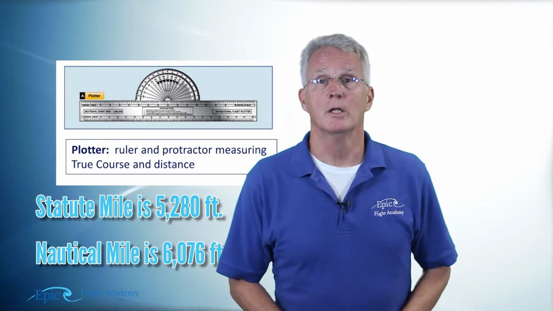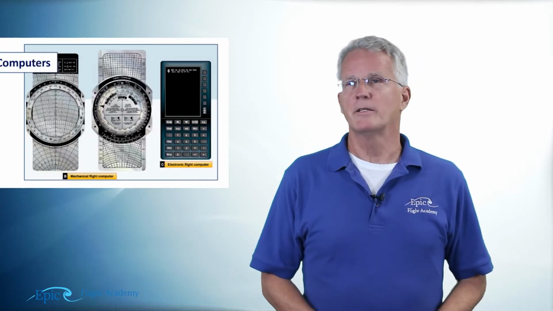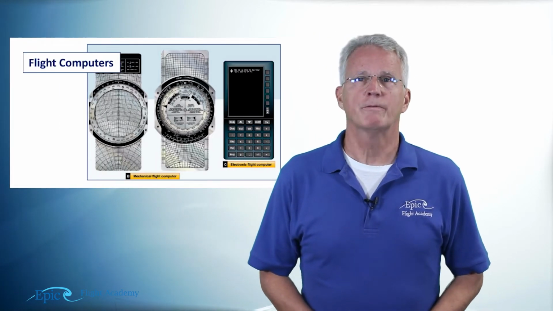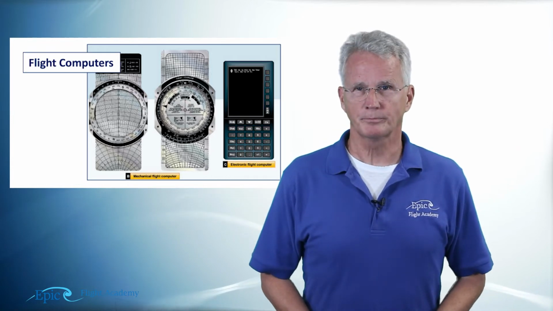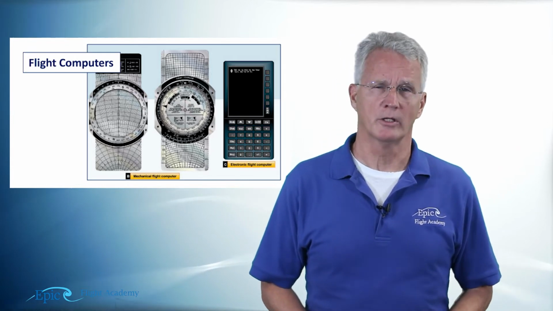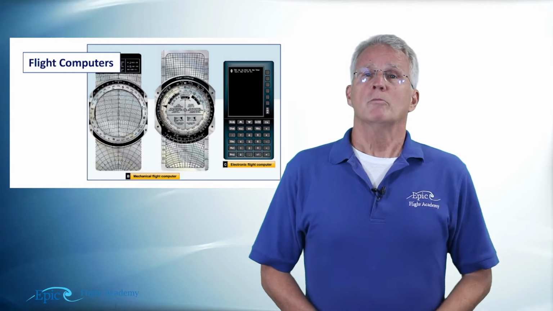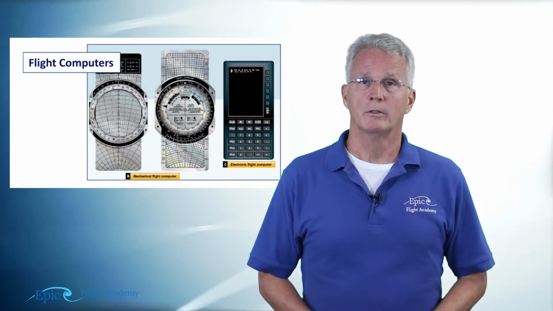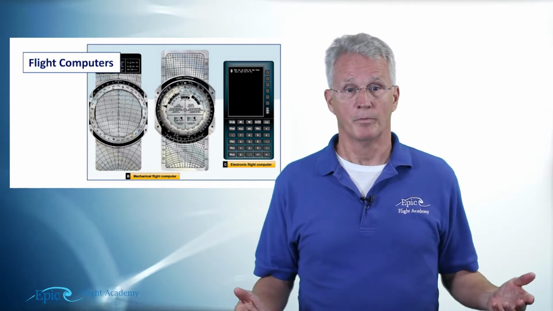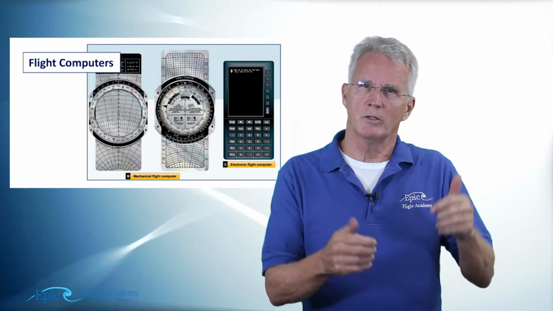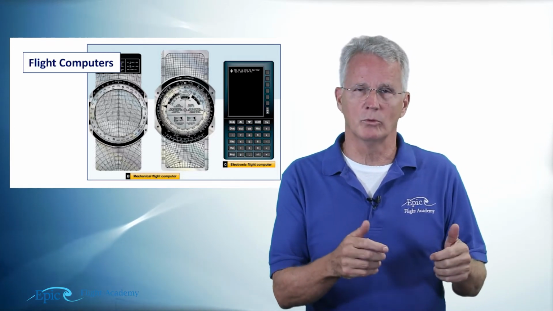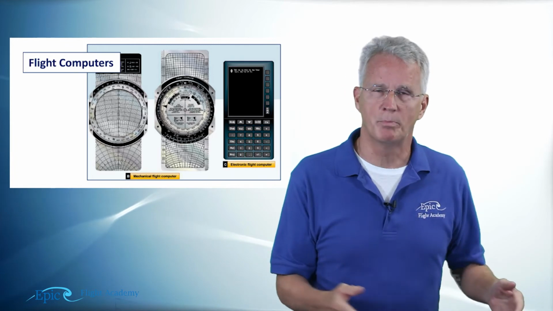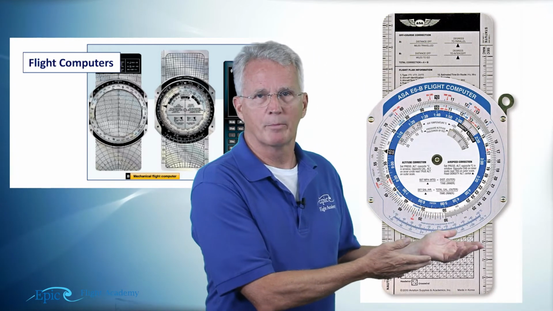Our second tool is the flight computer. Now, there are two versions to this flight computer. If you've been around aviation a little while, you might have previously owned, or maybe still use, the rotating slide rule, sometimes called the E6B flight computer. We have an example of that here.